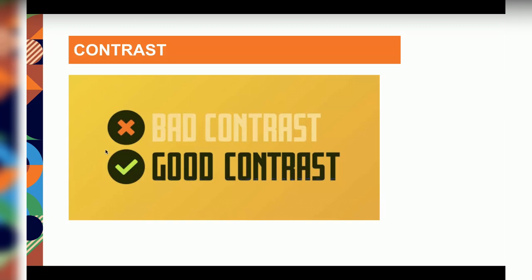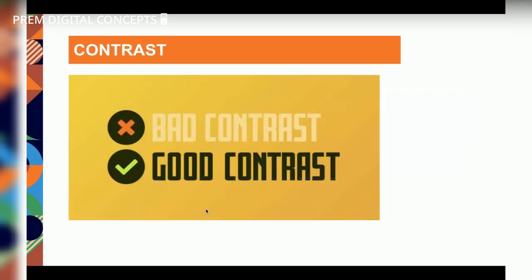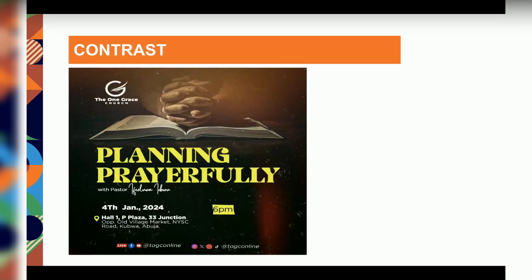But why am I saying this? It is because color is what is used here mostly to achieve this good contrast. Because you have a lighter shade of background, you are now using a darker shade of text on it. That will give you a good contrast. So that one is just it. Okay, this was January. You see here the planning prayerfully came out because the background is dark and the text is light.